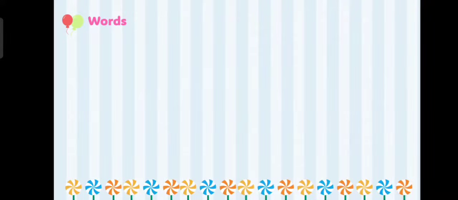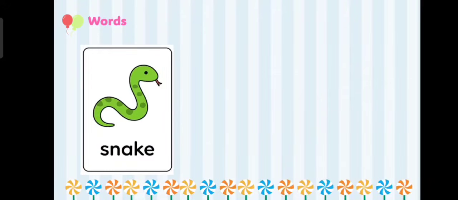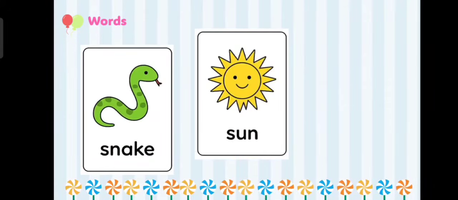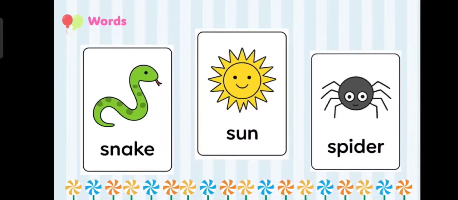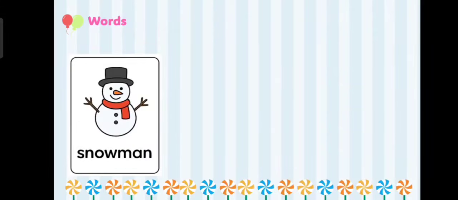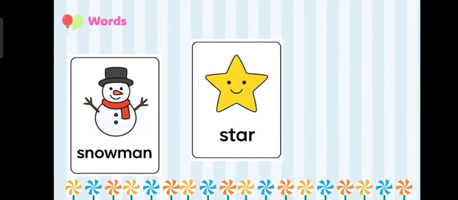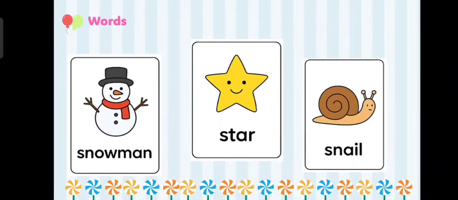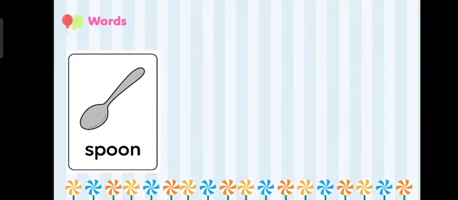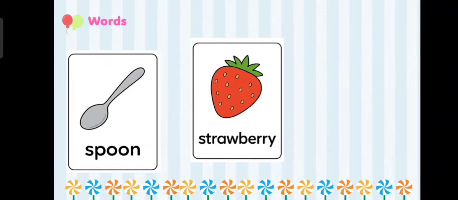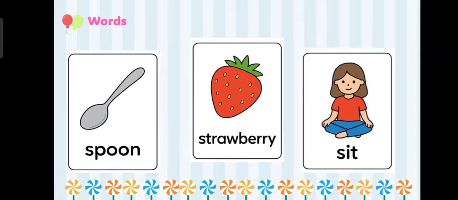We have new words for the sound. We have snake, sun, spider, snowman, star, snail, spoon, strawberry, sit.